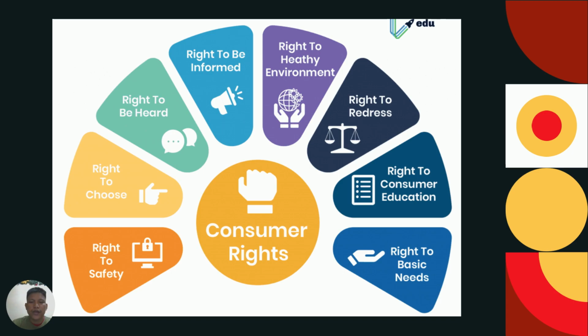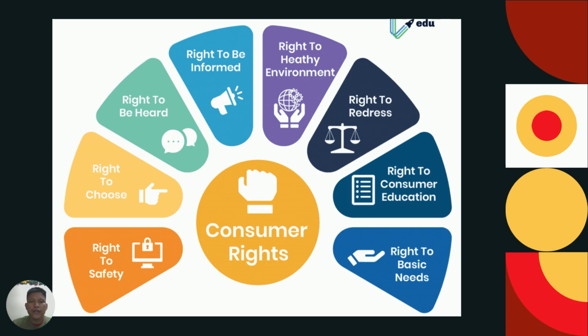So let's start with the right to basic needs. It is our right to buy the basic needs, which are food, shelter, and clothes. Next, for the right to consumer education, the consumer should have the knowledge and skills about the products and services being offered. We have here the right to redress. You can give or return the item if it's under warranty.